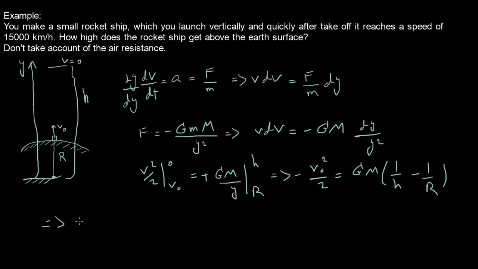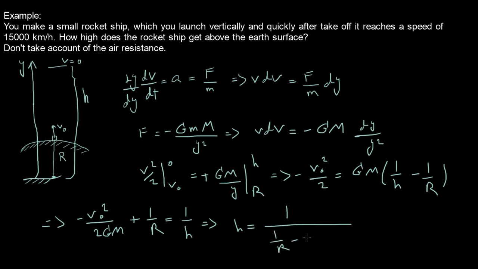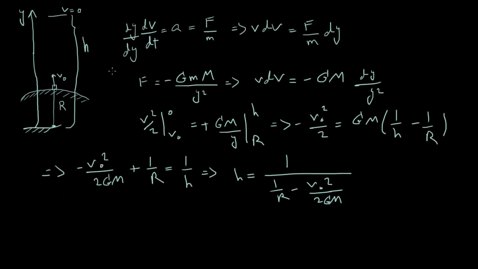So now, therefore, minus v0 squared divided by 2GM plus 1 over r is equal to 1 over h. Therefore h is equal to 1 divided by (1 over r minus v0 squared divided by 2GM). So now we are interested in this distance from here to here, which is h minus r.